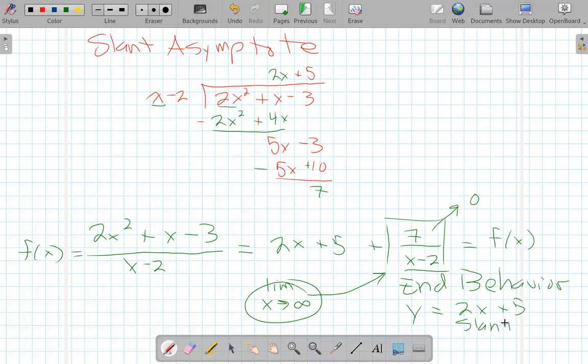So we will graph this and zoom out to see if it does look like 2x plus 5. All right, let's see if all this stuff actually works. Give me one sec. So 2x plus 5, remainder of 7. Desmos time.